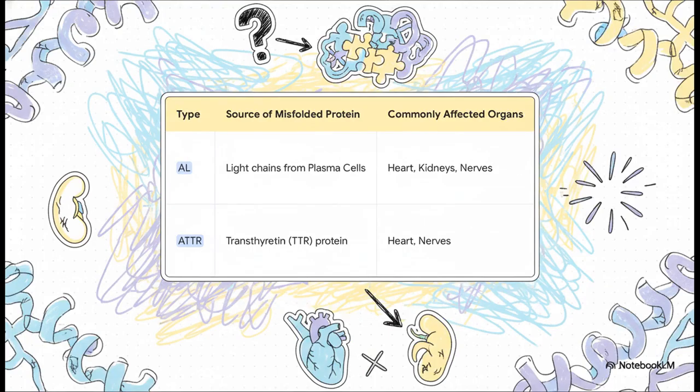All right, let's look at the two most common types you'll hear about. AL and ATTR. The huge difference between them is where the problem starts. With AL amyloidosis, the issue is with something called light chains. These are pieces of antibodies that come from plasma cells in your bone marrow. But with ATTR, the culprit is a completely different protein called transthyretin, or just TTR for short. You can see how knowing which one is misfolding is like the most important first step.